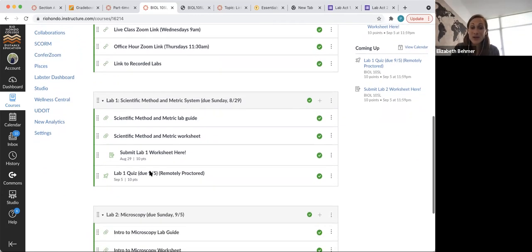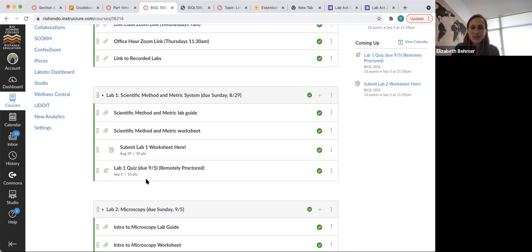Each week you have a different lab worksheet due, and each week you'll have a quiz on the previous week's lab. So this Sunday, September 5th, you have your lab 1 quiz. It's just 10 points. It'll be a lot of conversion problems, mostly multiple choice, maybe one fill in the blank, about 10 questions. It's remotely proctored using Proctorio, so you can't use any notes. That's worth 10 points.